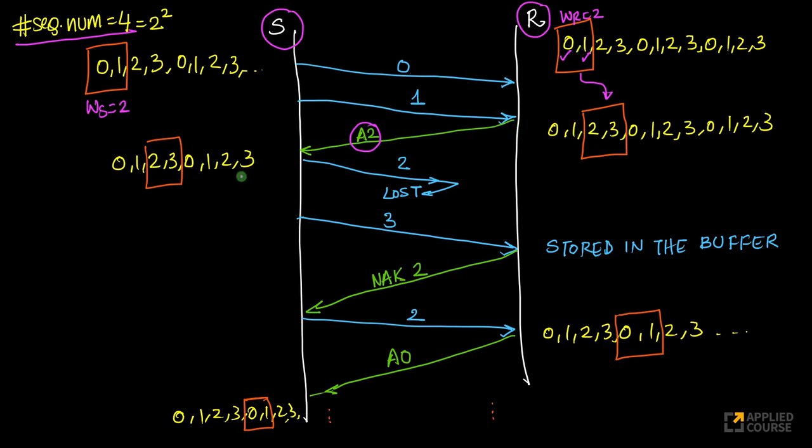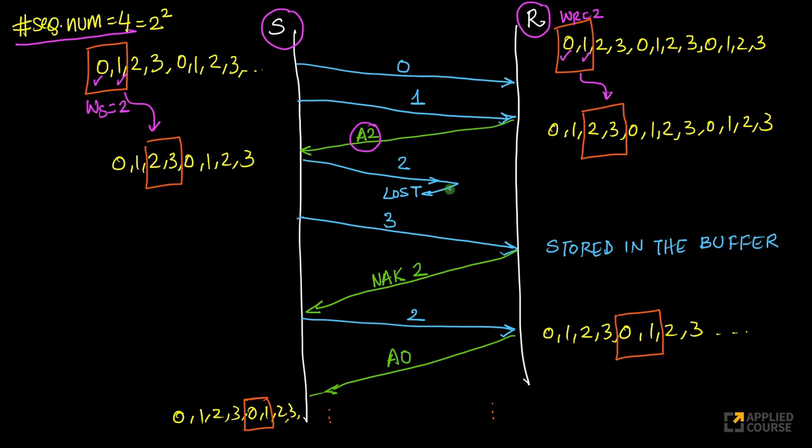This acknowledgement reaches my sender. Because it got acknowledgement 2, the sender knows that frame 0 and frame 1 have been successfully received at the receiver, so it will also slide its window. Now it sends 2.